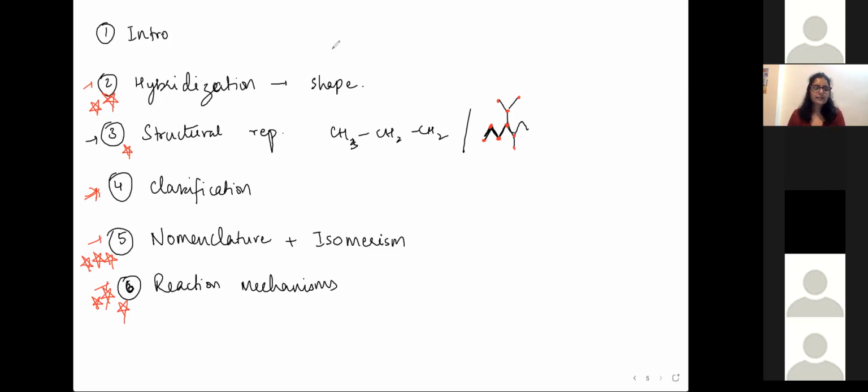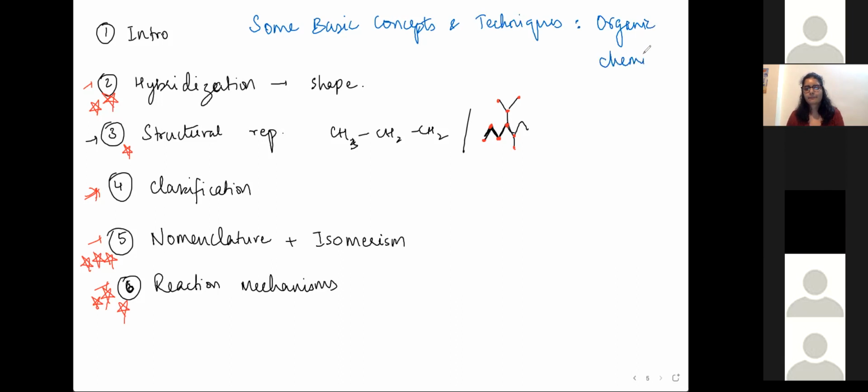Okay. Adit, you asked about the name of the chapter, right? The name of the chapter is kind of long. It's some basic concepts and techniques. I think there's a colon, or maybe it's the other way around. It's organic chemistry, some basic concepts and techniques. But yeah, that is the name of the chapter.